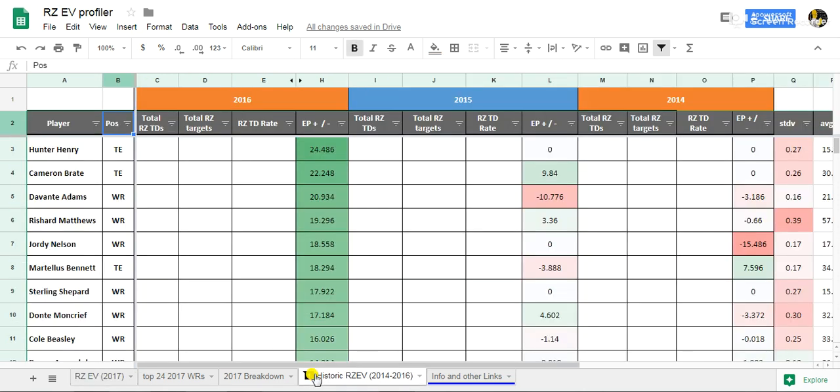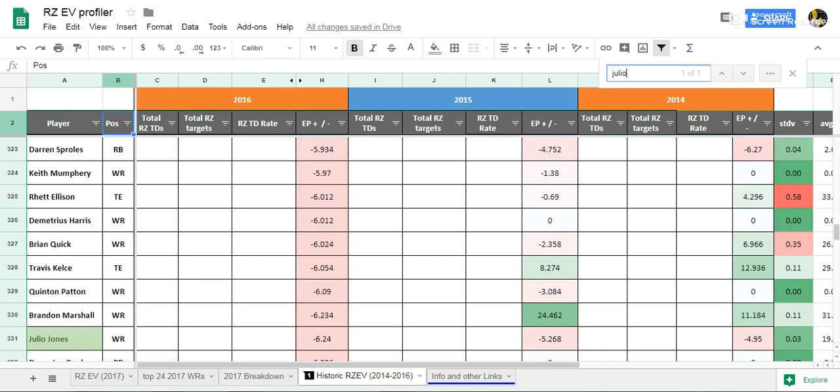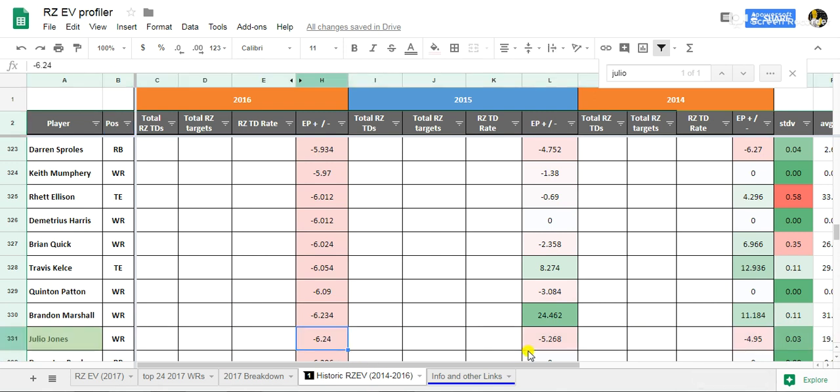But let's go to the historic tab, look for Julio, if I can spell his name, and look at where he generally is. And what we see is the last 3 years, he's also been underperforming in the red zone.